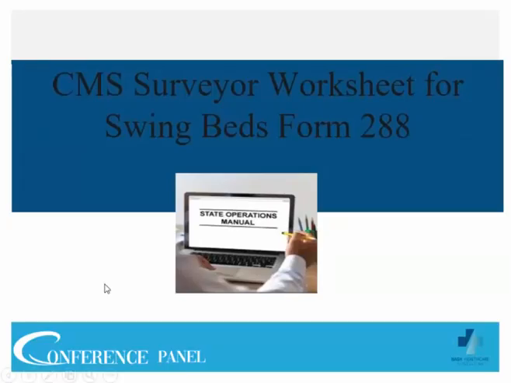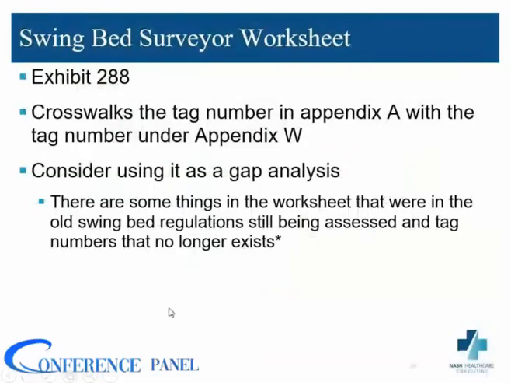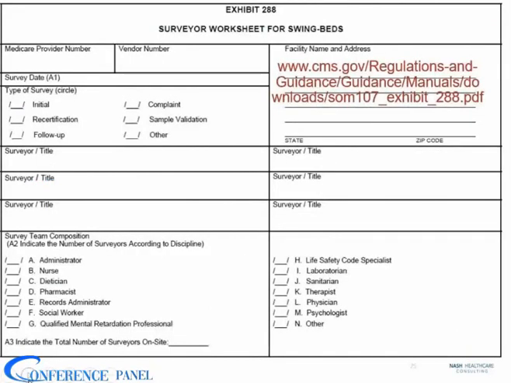Now, the CMS Surveyor Worksheet for Swing Beds, Form 288. If you go into cms.gov website, you should be able to pull up the worksheet. It gives them crosswalks for what the tag numbers are and how to look at the assessment for swing bed regulations. Okay, so here's the Surveyor Worksheet. This is just a sample of the top of the worksheet.